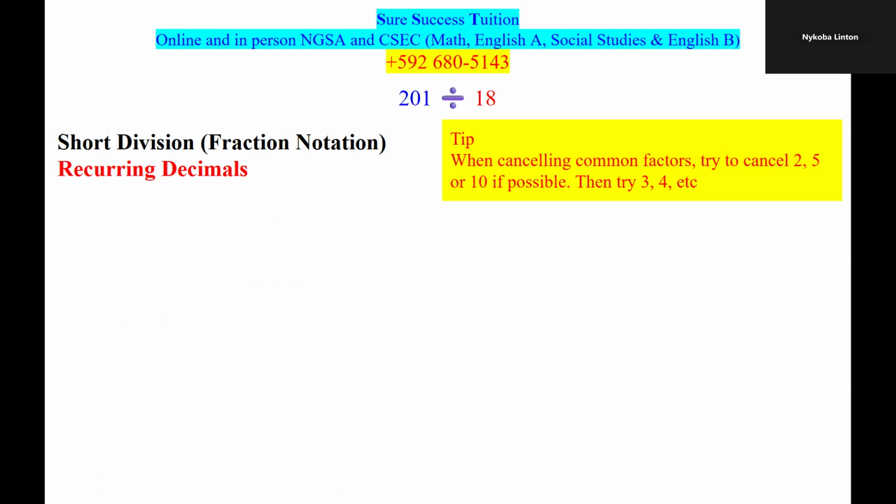Let's try a new problem. We have 201 divided by 18. So 18 into 18 is 1. 18 into 20 is 1. How much remains? We have 2 remaining. And now let's see 18 into 21. 1. So we have 11 and 3 all over 18. This could be simplified. 11 and 1/6.